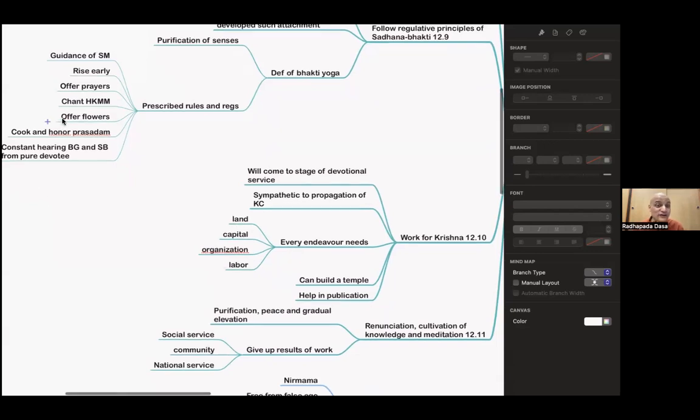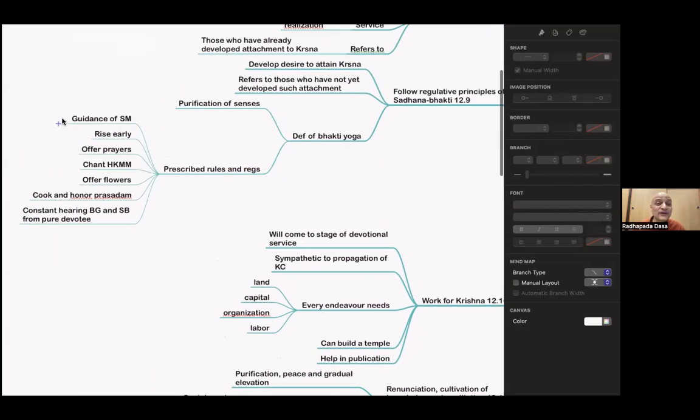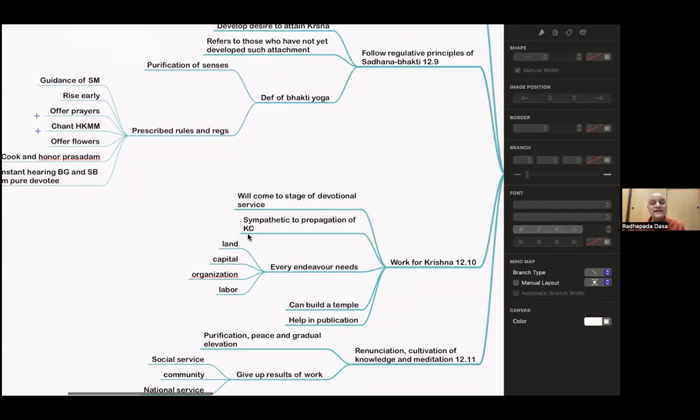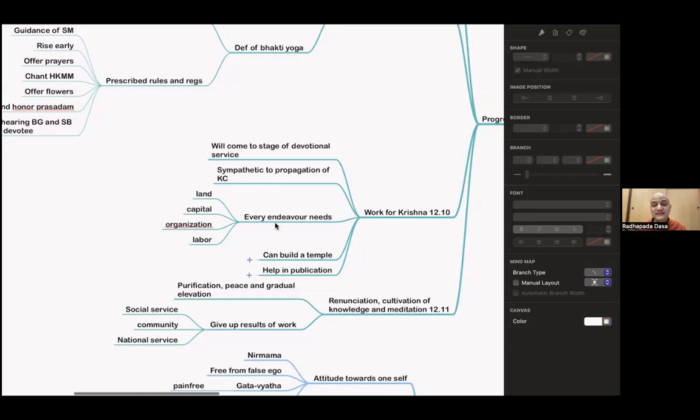who can't do the rest. It doesn't mean that those who are offering flowers or cooking or honoring prasadam or hearing Bhagavad Gita and Bhagavatam will not help in this. But those who can't do shravanam, kirtanam, Vishnu smaranam, the angas, the limbs of sadhana bhakti, they can at least do this. Become sympathetic to the propagation of Krishna consciousness. Donate for land. We need money, we need capital. We have 80G, 12A. We will give you all income tax benefits as much as possible. So become a donor.